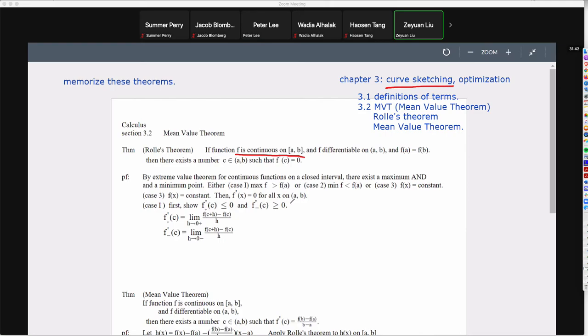f is continuous on [a, b], so the graph will look like this. Is that what it means? Yes, it is continuous, but what does it mean algebraically? Algebraically, what does it mean?